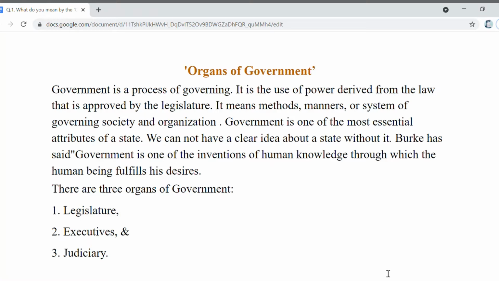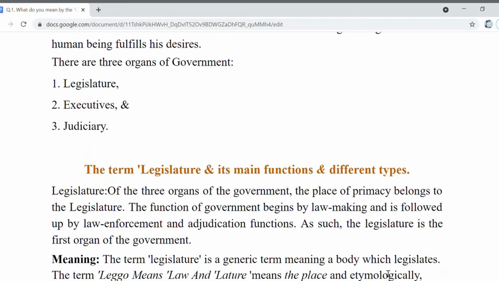Burke has said government is one of the inventions of human knowledge through which the human being fulfills his desire. So ये three organs government के हैं: legislature, executive and judiciary. Legislature में laws बनते हैं, executive implement करती है and judiciary conduct करती है independently. So today's lecture we're going to be on these organs in detail.